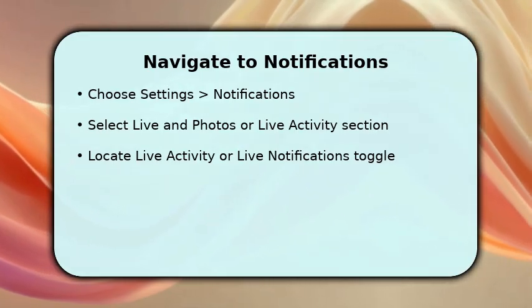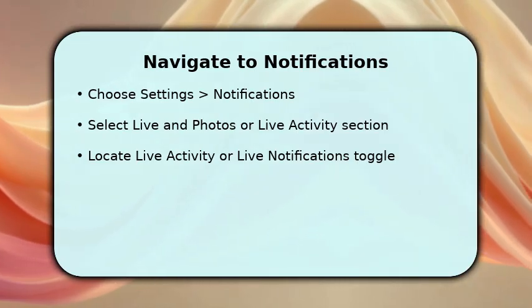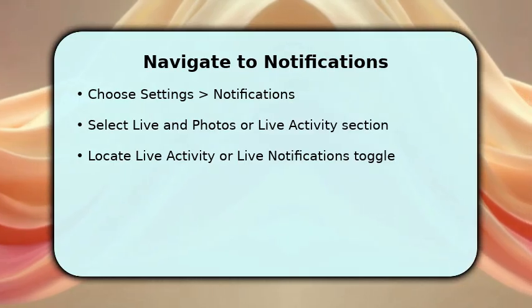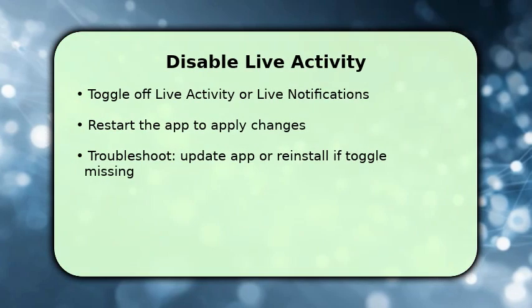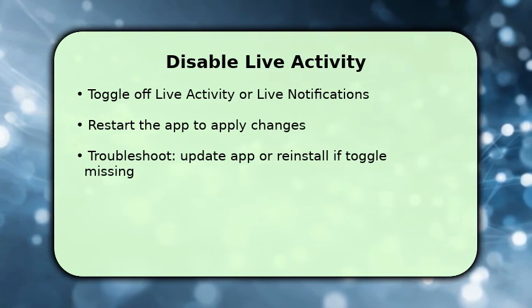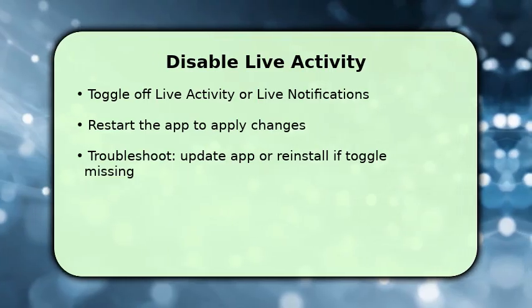You're doing this because live activity generates persistent alerts. Adjusting it here stops those interruptions. Turn the live activity or live notifications toggle off to stop the persistent live stream updates. Once done, close and reopen Instagram so the change takes effect immediately across iOS or Android.